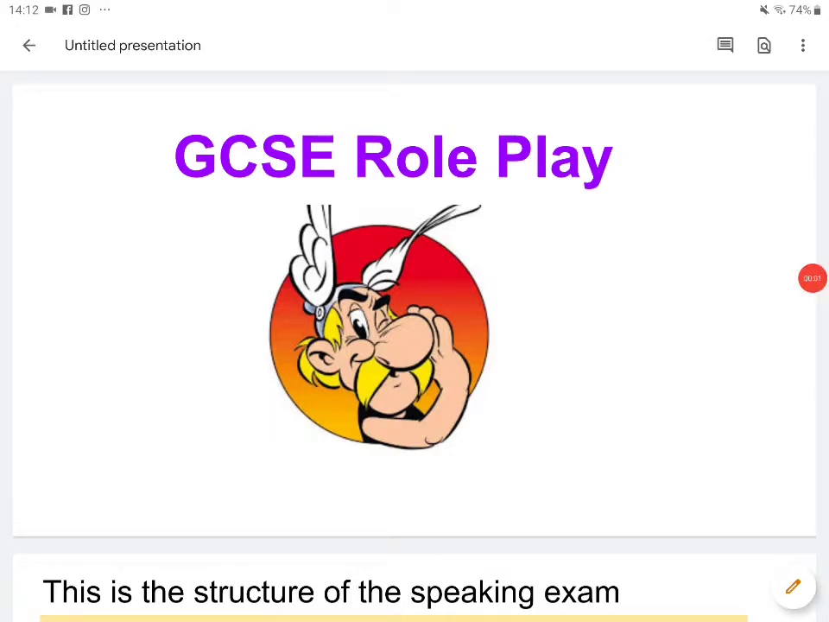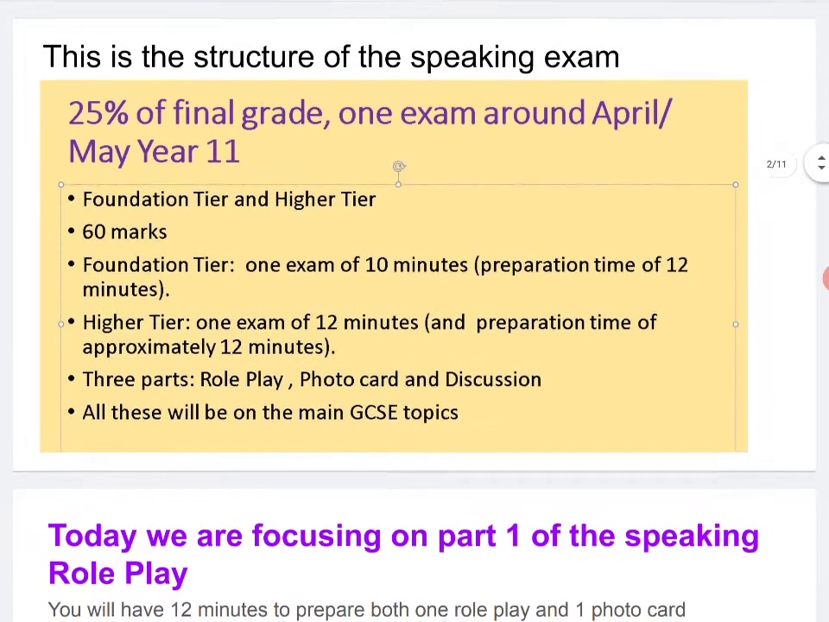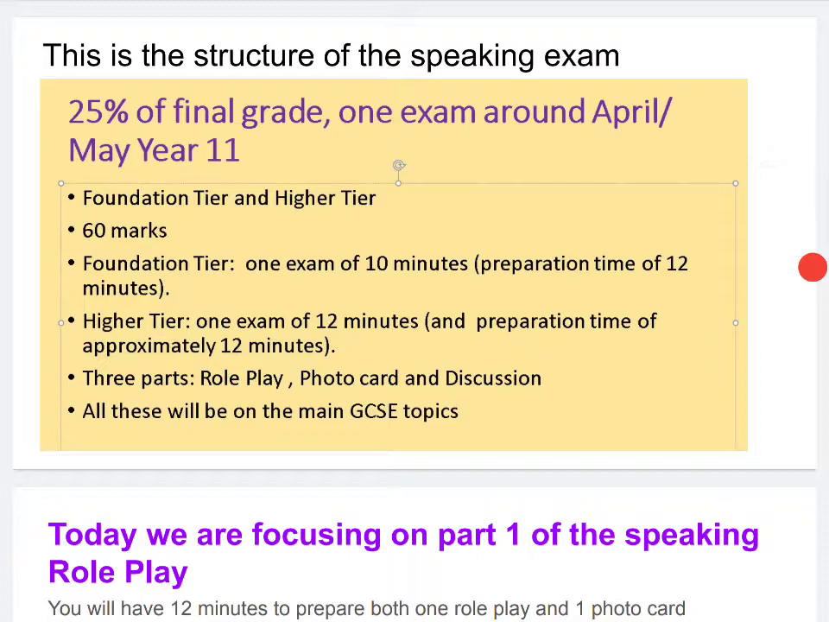Okay, so this is a little PowerPoint to help you with the home learning that you're going to have to do on this one. So we have been exploring the GCSE speaking exam linked with the topic of school. And so just a reminder for you, this is the structure of the speaking exam.